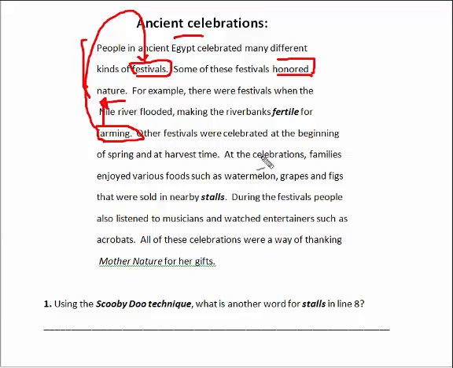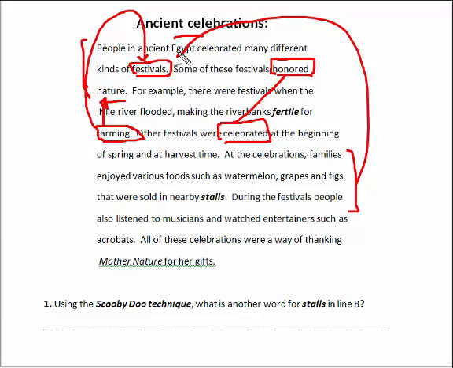Come over here. Other festivals celebrated. They use the same phraseology, celebration and honoring. It says the same thing, Scooby-Doo style. The beginning of spring, harvest time. At the celebrations, family enjoyed food, watermelon, and so forth. So here's an example of what's happening at the festivals. Festival and celebration says the same thing, uses different words. Scooby-Doo style, you see that?